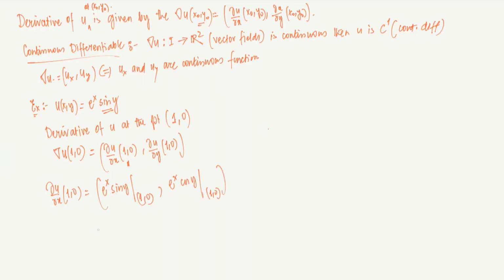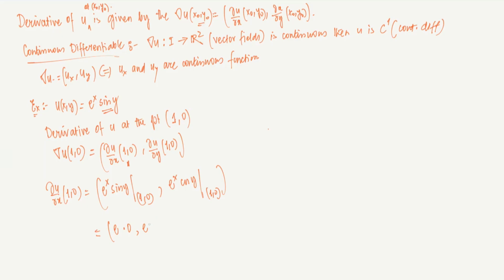Now if you want to put it together, the value you are going to get: e power x sine y is sine 0, which is 0, times e power 1, and the other component is e power x cosine y.